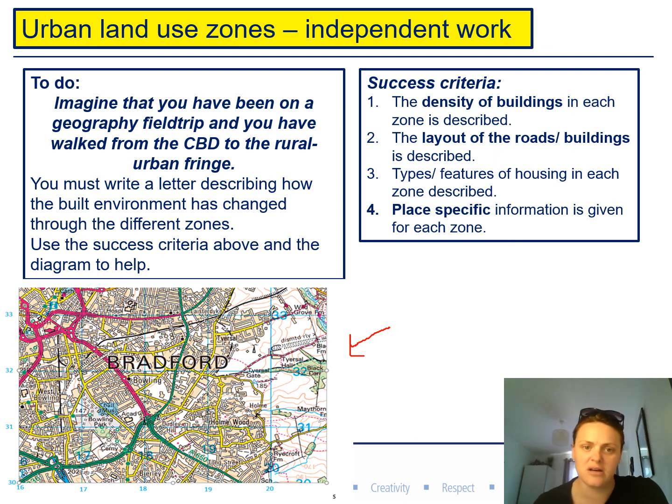You have to imagine that you have been on a geography field trip and you have walked from the CBD to the rural urban fringe. You're going to write a letter describing how the built environment, how the city, has changed throughout the different zones. So you've got to use everything in this success criteria. Okay?